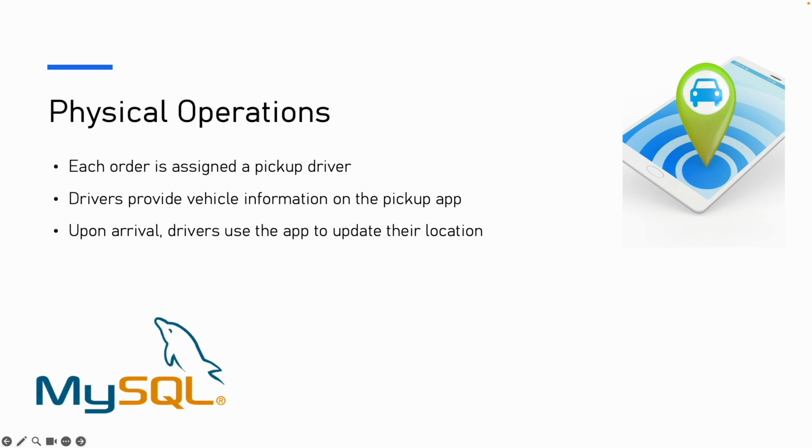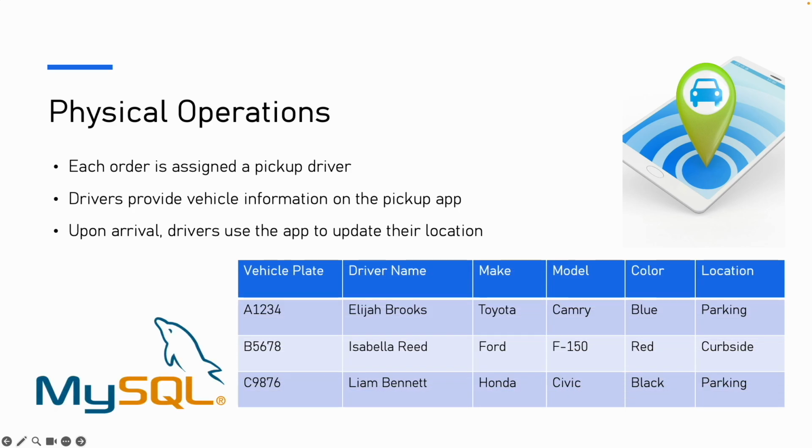Here's how the vehicles table in the MySQL DB might look like. The table can have columns like pickup vehicle plate, pickup driver name, the make, model, and color of the vehicle, and also the location. What if we wanted to build a real-time dashboard that can help the delivery staff in identifying what orders need to be carried out to their vehicles? Something that looks like this.